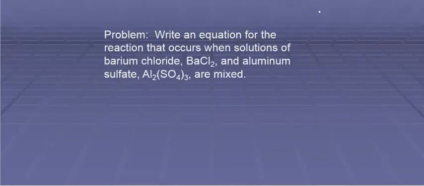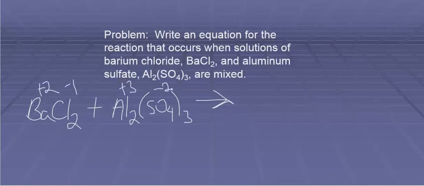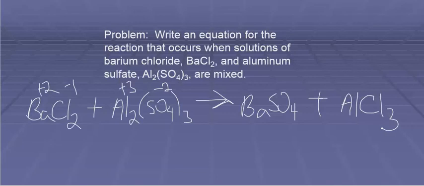Write an equation for the reaction that occurs when barium chloride is mixed with aluminum sulfate. And both the reactants are aqueous. So we'll get the charges over here. And we're switching to positive, so Ba is going to be with sulfate. And then aluminum, which is a +3, is going to be with chloride, which is a -1, so AlCl3.